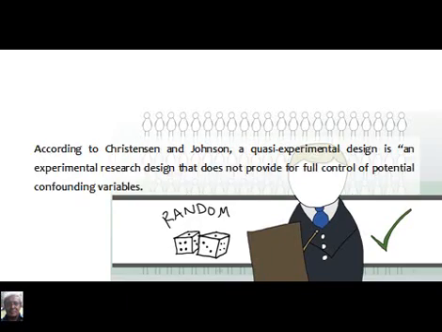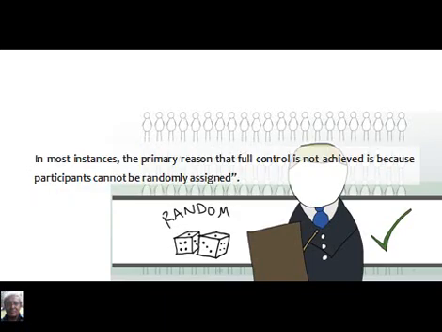According to Christensen and Johnson, a quasi-experimental design is an experimental research design that does not provide for full control of potential confounding variables. In most instances, the primary reason that full control is not achieved is because participants cannot be randomly assigned.